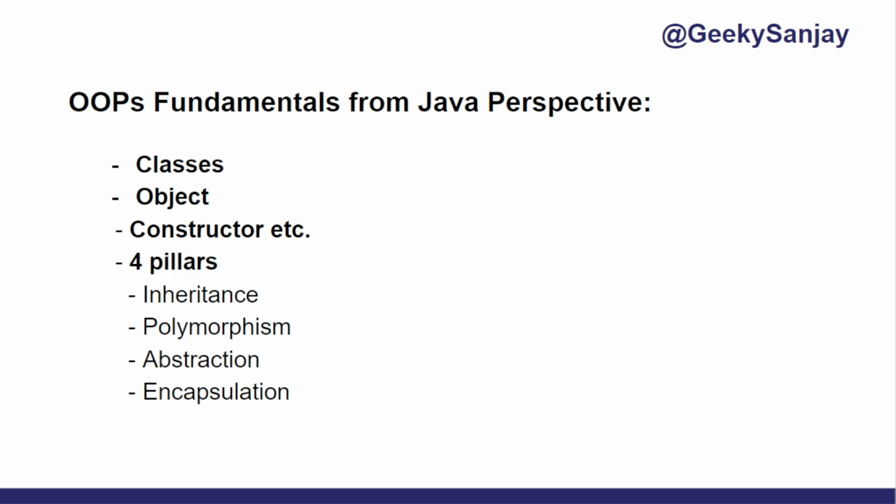What is overloading and overriding? That we will do in detail later on. The summary is: overloading is when, in the same class, we create constructors or methods with the same name but different signatures. And what is overriding? Overriding is when we inherit a class, use the same signature, and implement that method again. That is called overriding.